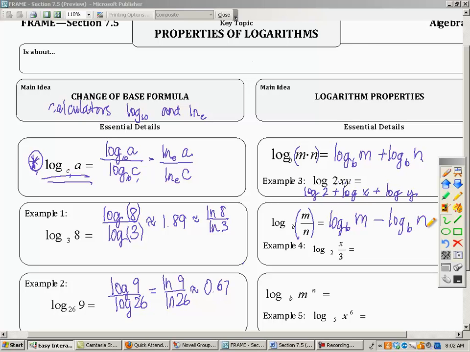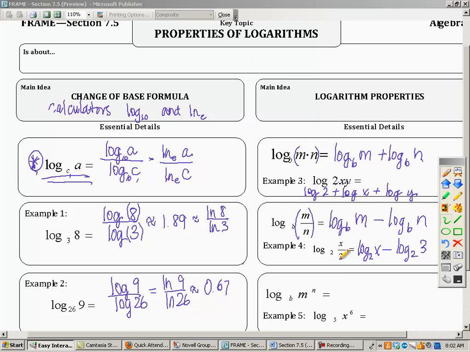Okay, so let's practice one. I have the log base 2 of x over 3. So the x one comes first. So the log base 2 of x minus the log base 2 of 3. And for each quantity you have to have the log attached to it. So that's the second property.